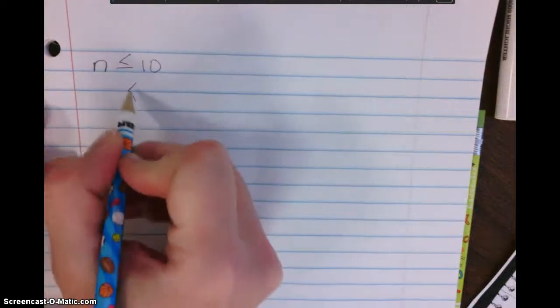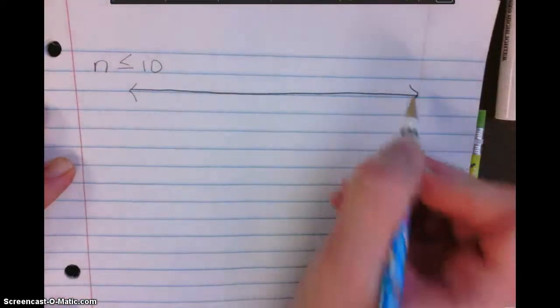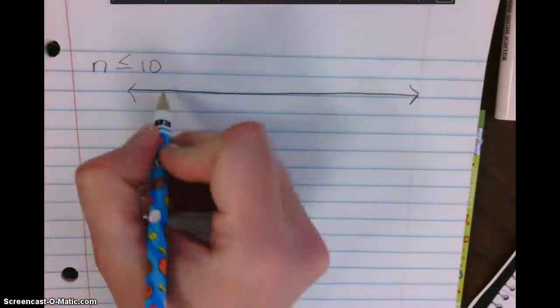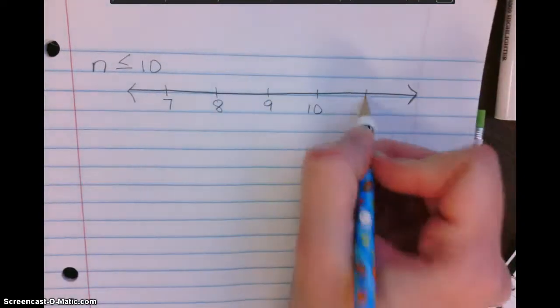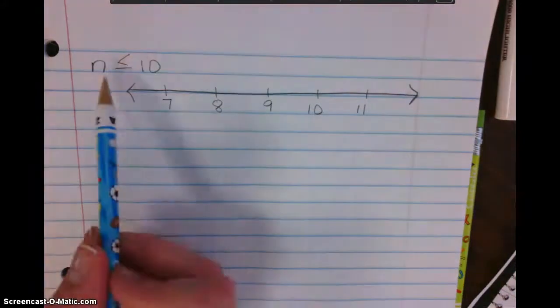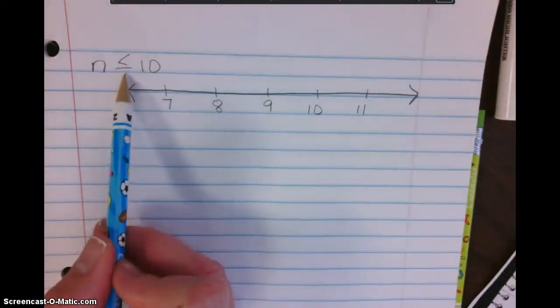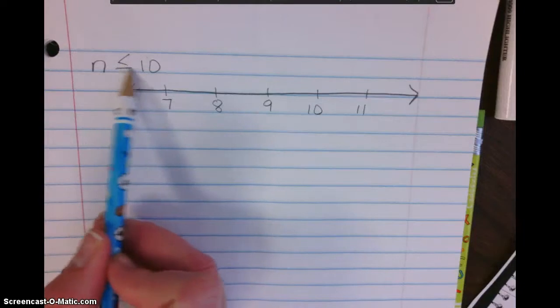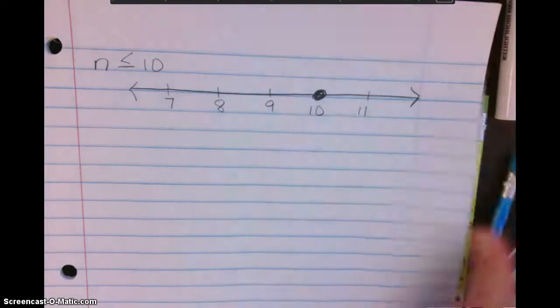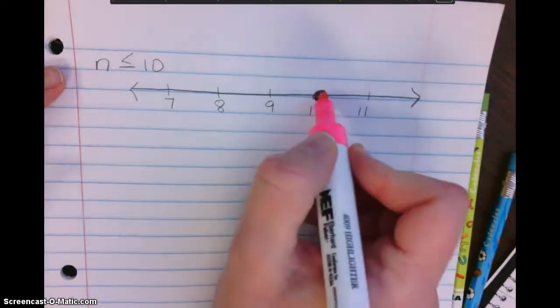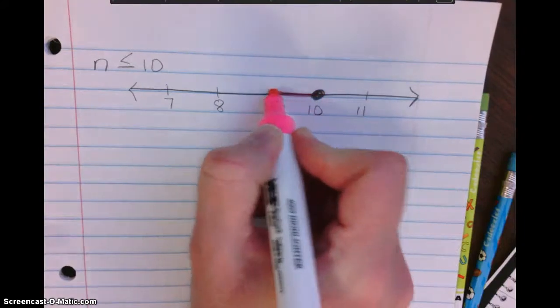So if we were going to graph n is less than or equal to 10, we would first draw our number line. And again, I'm not going to include every number on my number line. 7, 8, 9, 10, 11. The inequality is n is less than or equal to 10. Because of the equal to symbol, we're going to draw the closed dot at 10. And the other acceptable answers would be less than 10.